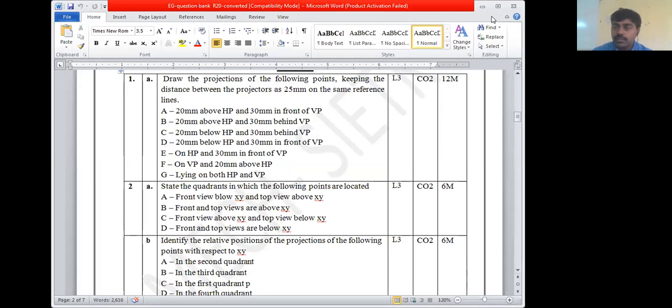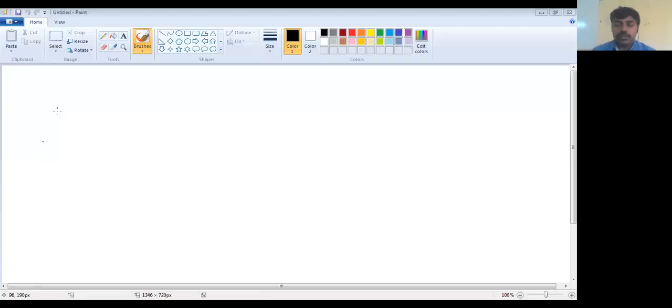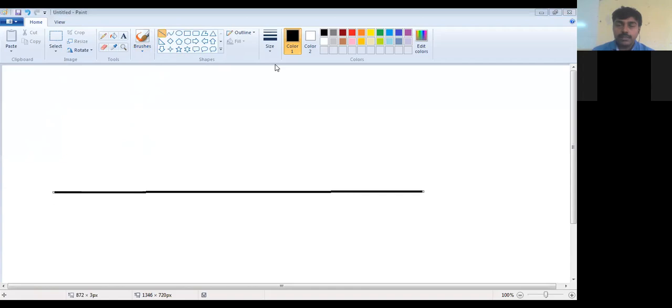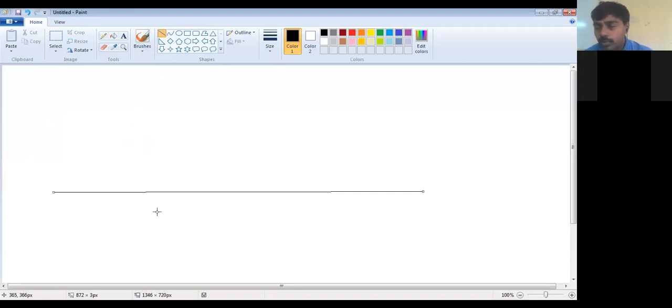So how to draw the things? Let us see how we are going to draw it. I'm going to tell you the remaining things. You please have it. So first question, how we are going to draw this? The first and foremost thing here is the x-axis. I'm drawing the x-axis. Here the xy axis. First question, what they are saying, it is 20 mm above HP and 30 in front of VP. Which quadrant?